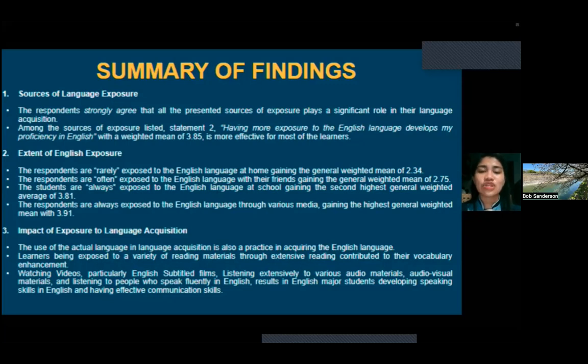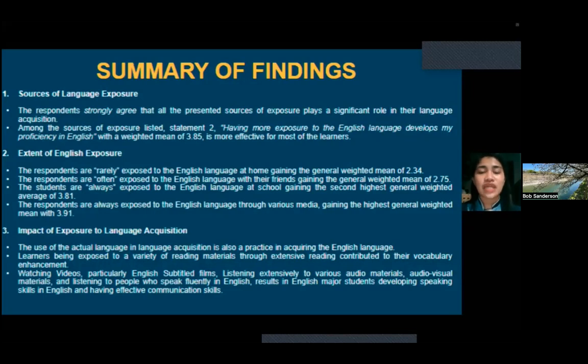Aside from this, the researchers also investigated what is the impact of exposure to language acquisition. The impact of exposure to different sources in language acquisition is, first, the use of the actual language is also a practice in acquiring the English language. Watching videos, particularly English-subtitled films, and reading materials through extensive reading contributed to the vocabulary enhancement and pronunciation of the English major students. Furthermore, listening extensively to audiovisual materials and to people who speak fluently in English results in English major students developing speaking skills in English and having effective communication skills.